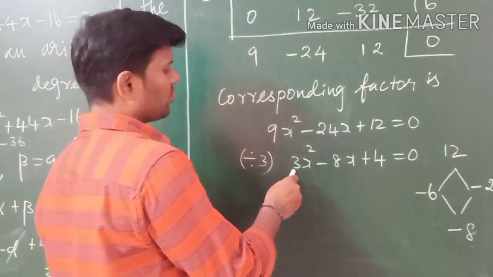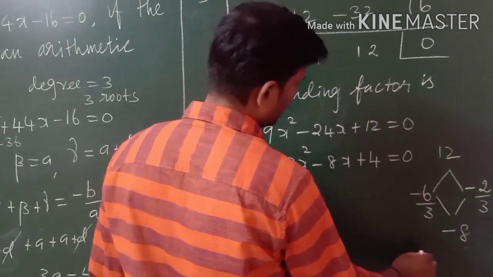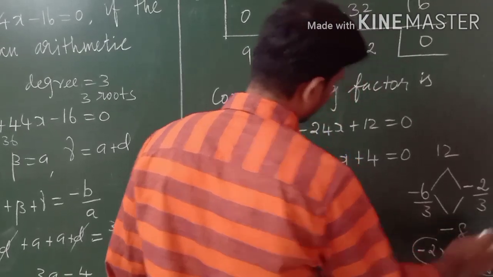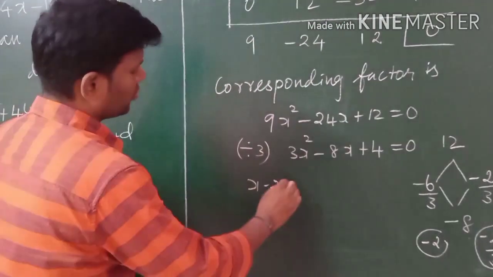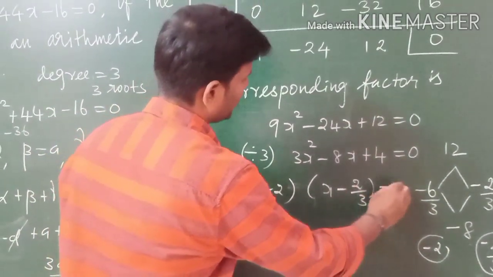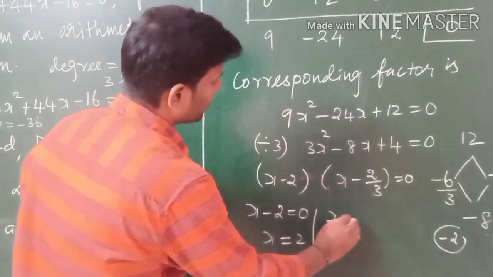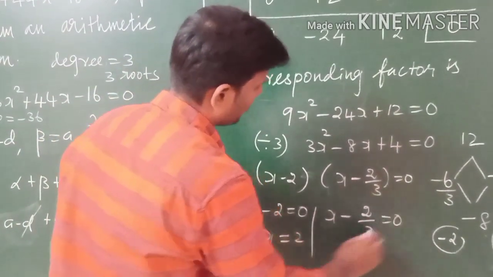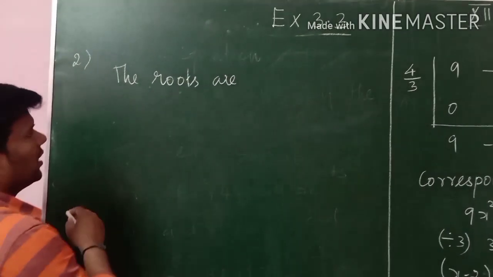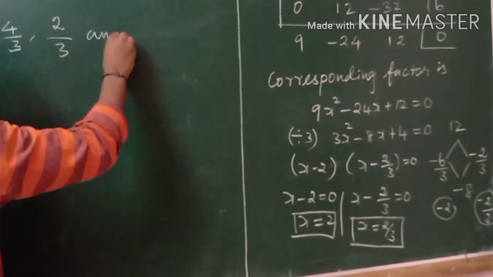But see, the coefficient of x square is 3, so we have to divide by 3. If you divide by 3, 1 3 is 3, 2 3s are 6. So minus 2, and here minus 2 by 3. Okay? So x minus 2 into x minus 2 by 3 equal to 0. So x minus 2 equal to 0, x is equal to 2. x minus 2 by 3 equal to 0, x is equal to 2 by 3. Therefore the roots are 4 by 3, 2 by 3 and 2.